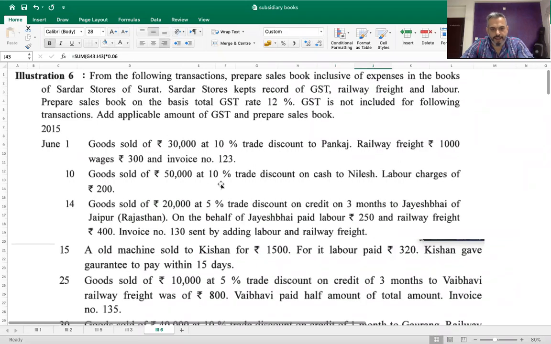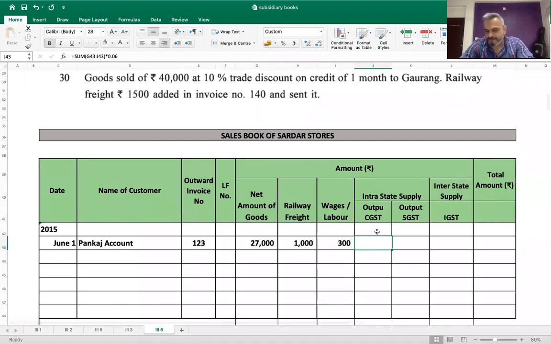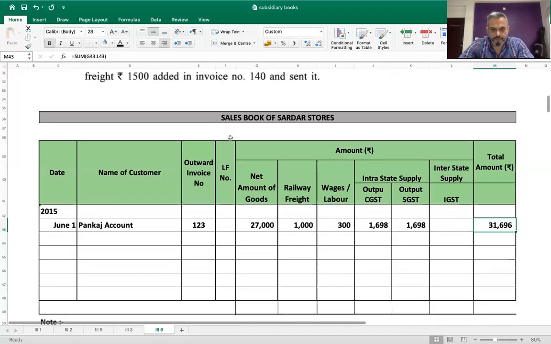Now we are selling goods to Pankaj. No information is given, so it is within state, that is intra-state. So 28,300 into 6% comes to 1698. Again 6%, 1698. And then do the total, 31,696.